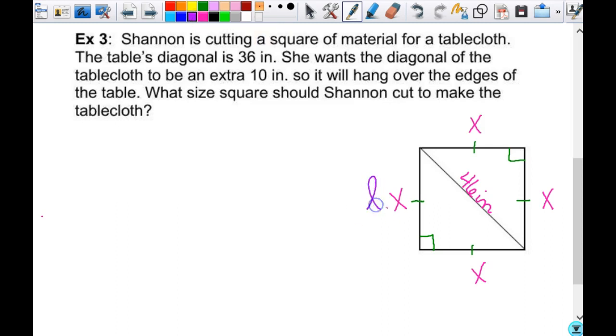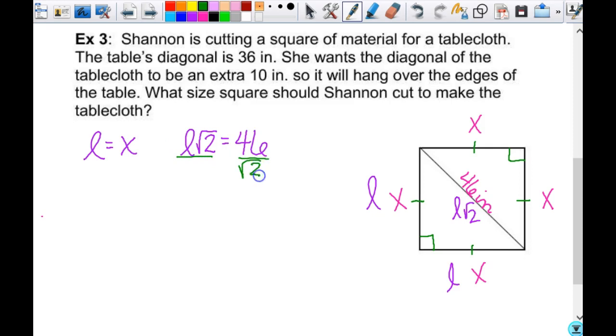Okay, so I've got L, L square root of 2, right? So we've got that L equals X. That actually happens twice. You really only have to write it once. And then L square root of 2 equals 46. So here I have 2 variables. Here I have 1. So everything revolves around L. What do I do here to get L by itself? Good. I divide both sides by the square root of 2. Okay, these cancel out. So that leaves me with L equals 46 divided by the square root of 2.